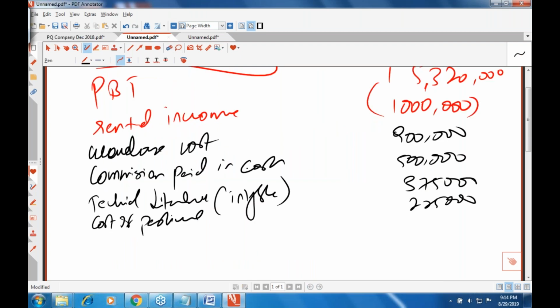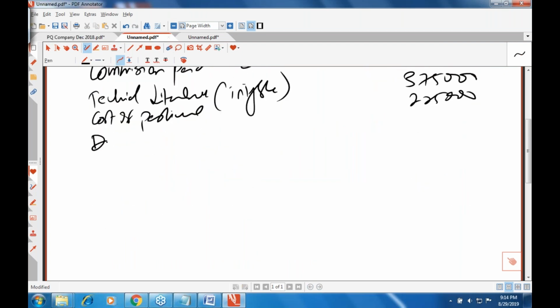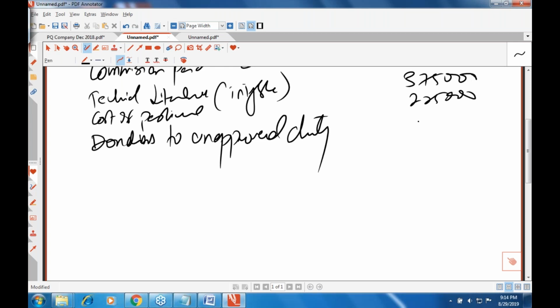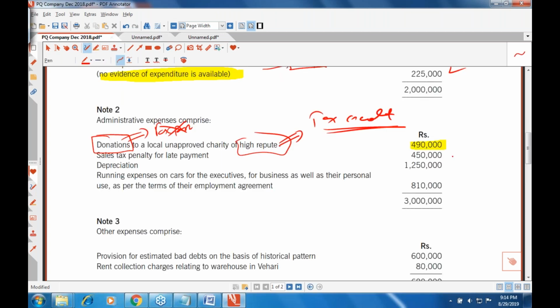So what happens is you need to add up the donations which have been paid. It is 490,000 that you need to add up. What next is there? Sales tax penalty for late payment.